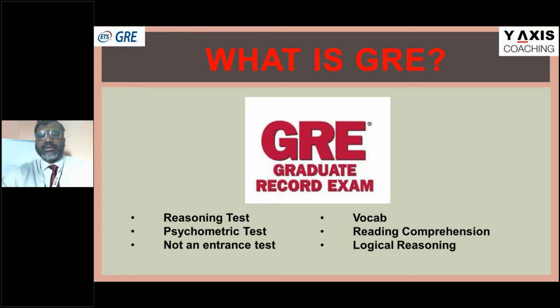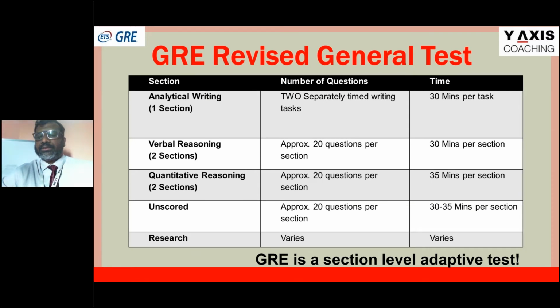Let's look at the other aspects. The total duration of the exam is close to 4 hours. It actually begins with the analytical writing, which itself takes about 1 hour. There are 2 tasks, followed by 2 verbal and 2 quantitative reasoning sections. This is section-level adaptive in the sense that how well you do in the first section determines the level of difficulty of the following sections.